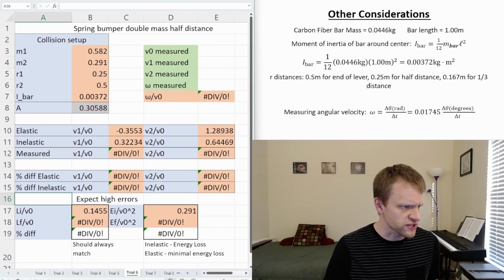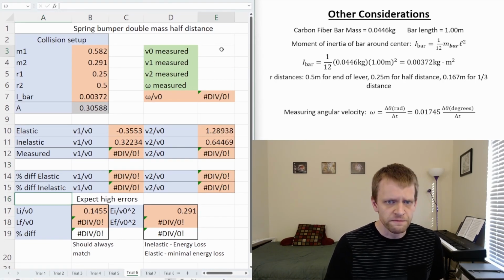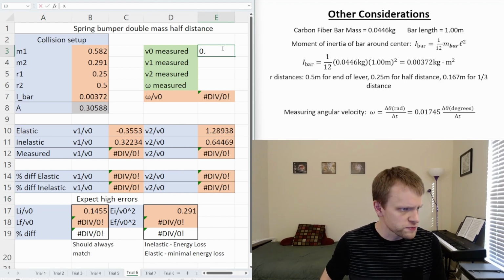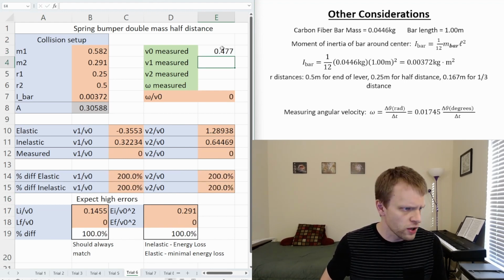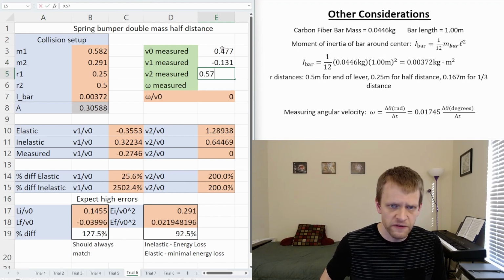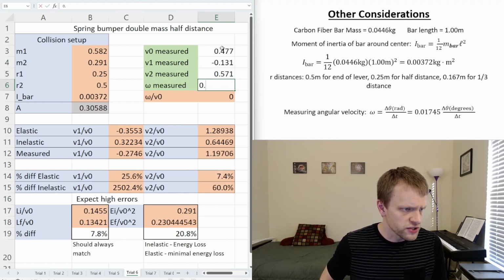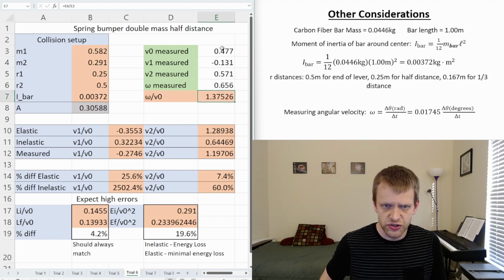So for trial 6, the original velocity before the collision was 0.477. Velocity of cart 1 after was negative 0.131. Velocity of cart 2 was 0.571. And the angular velocity was 0.656 radians per second.